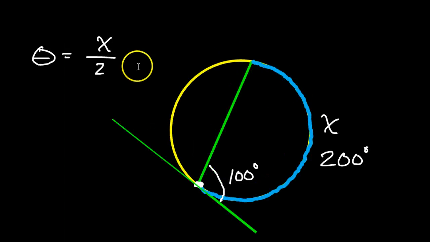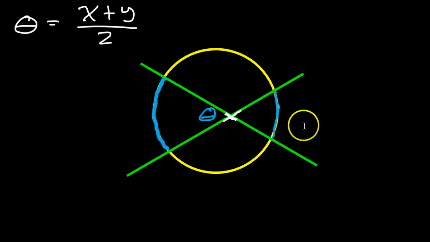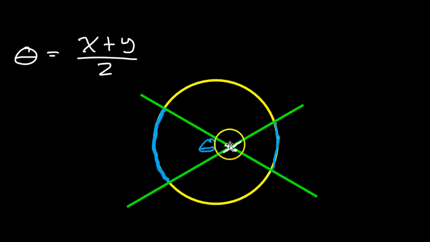Please understand that even if one side of the angle is a tangent, this still counts as an inscribed angle, and it's still half the arc. So if this blue arc is 200, then this angle is 100. Now, if you have an angle that is inside of the circle but not necessarily at the center, then we need to deal with two intercepted arcs. And the relationship is angle equals arc plus arc divided by 2.